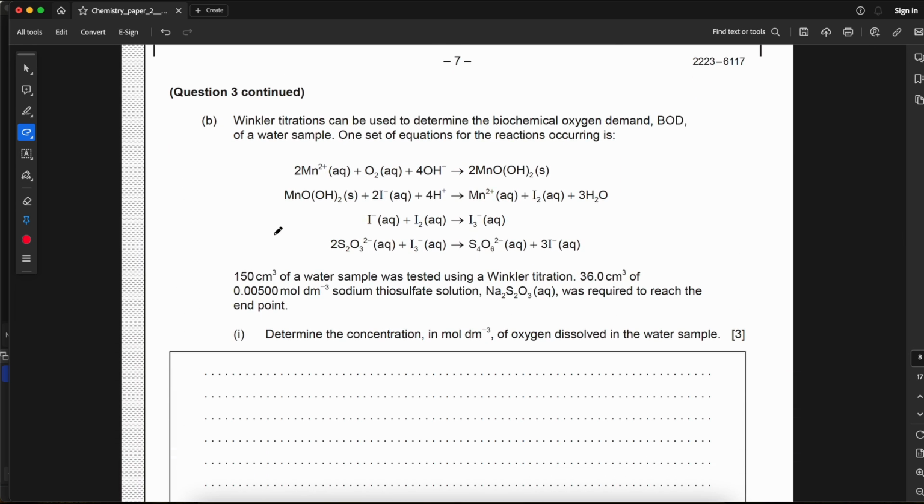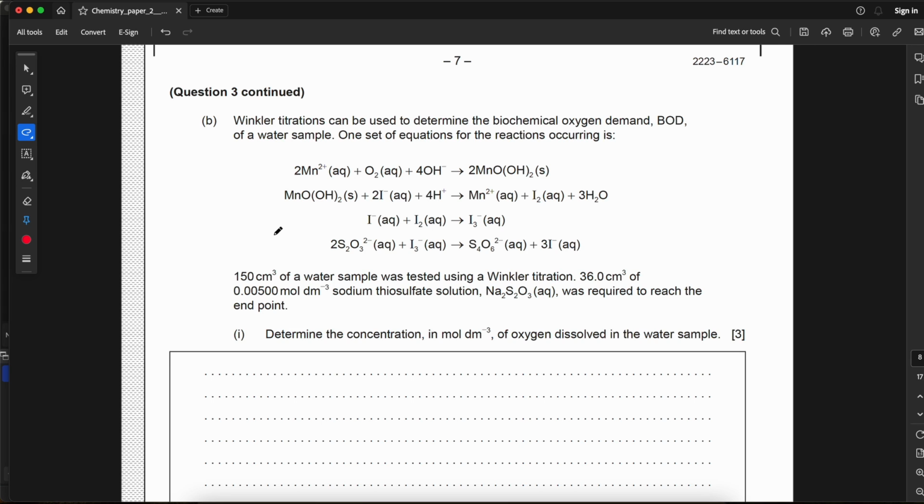Okay, Winkler titration. Winkler titration can be used to determine the biochemical oxygen demand, BOD, of a water sample. 100 cm3 of a water sample was tested using a Winkler titration. 36 cm3 of 0.005 M sodium thiosulfate solution was required to reach the endpoint. Determine the concentration in mol dm-3 of oxygen dissolved in the water sample.